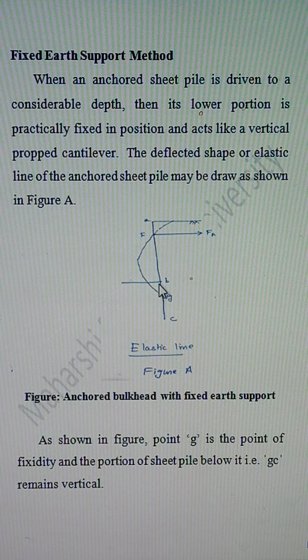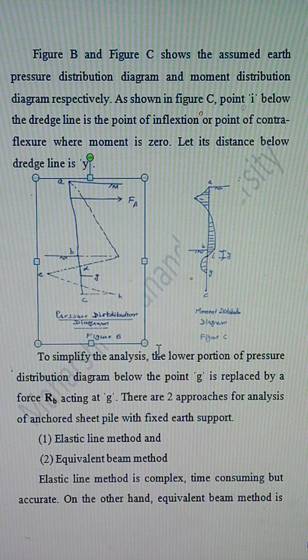When anchor sheet pile is driven to a considerable depth, its lower portion is practically fixed. As shown in figure A, the deflected shape of the sheet pile has no deflection beyond point G, and GC remains vertical. So we can say it is a vertical propped cantilever, where G is the point of fixity. Similarly, the pressure distribution diagram and moment distribution diagram can be drawn.